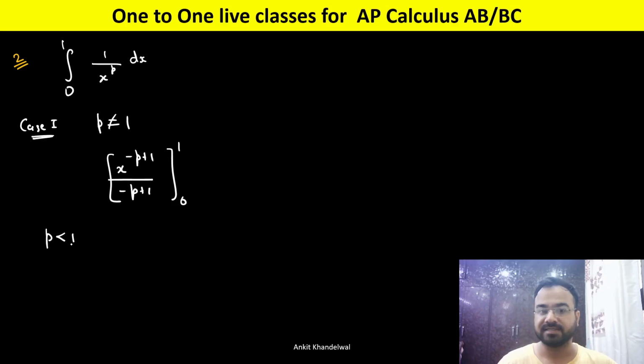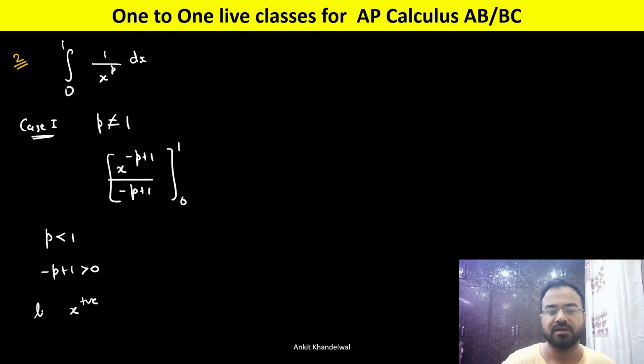If p is less than 1, then minus p plus 1 is greater than 0. So x to the power of minus p plus 1 is x to the power of a positive number, and when we apply the limit as x goes towards 0, it becomes 0. So it converges. On putting the limit as 1 there is no issue, the only issue is on putting x as 0.